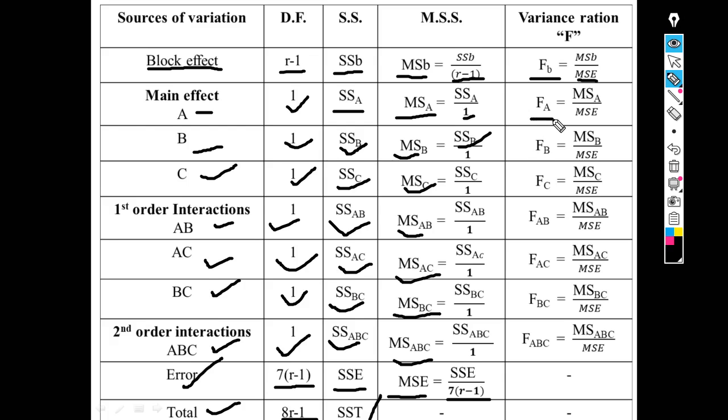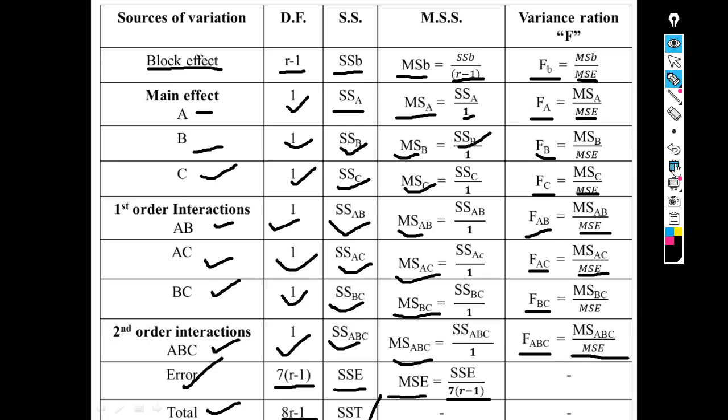Then for main effect A, it is denoted by capital F to the base capital A, and it is MSA upon MSE. Then for main effect B, it is denoted by capital F to the base capital B, and it is MSB upon MSE. For main effect C, it is F to the base capital C, and it is MSC divided by MSE. For interaction effect AB, it is capital F to the base AB and MSAB upon MSE. For AC interaction effect, it is capital F AC, and it is defined as MSAC upon MSE. For interaction effect BC, it is FBC, MSBC upon MSE. And for second order interaction effect, variance ratio F is denoted by capital F to the base capital ABC, and it is MSABC upon MSE.